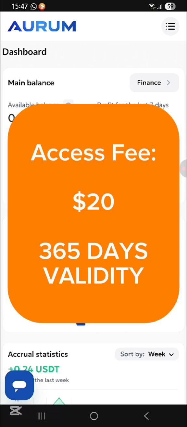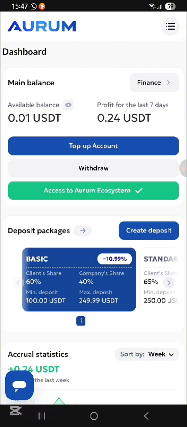Of course, you need to pay $20 as your annual access fee. $20 for 365 days. Once you have paid that, you have access to all the bots, even the ones on Telegram. All the bots, you have access to them. One one-time payment of $20 in a year.